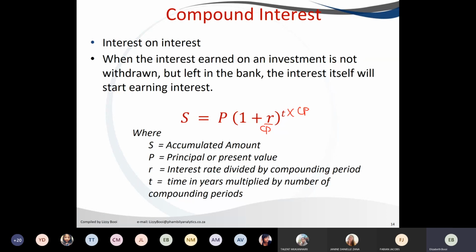But for those using manual calculations with the formula, in the back of your mind you must always remember that your rate, you divide by the compounding period, and your period, you multiply with the compounding period. Okay.